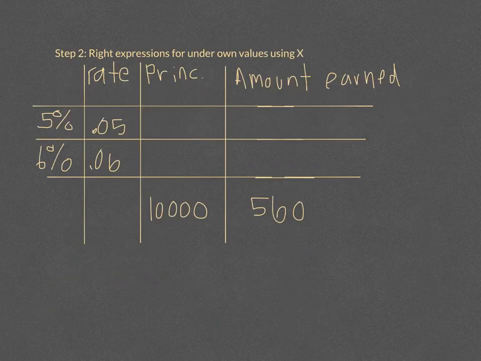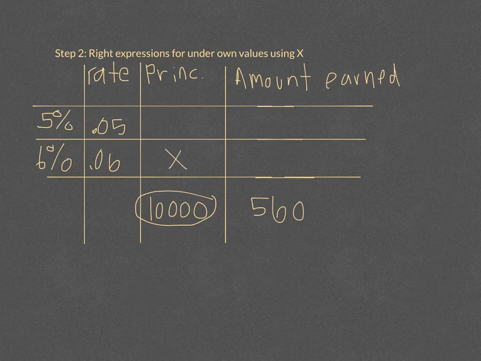The second step in solving a word problem would be to write the expressions for the unknown using X. So we are trying to find how much was invested into each rate. So since we have 10,000 total, and we're trying to figure out how much was invested into each rate, these two principals, the 5% and the 6%'s principal value, should be what is the unknown. So I like to say X.